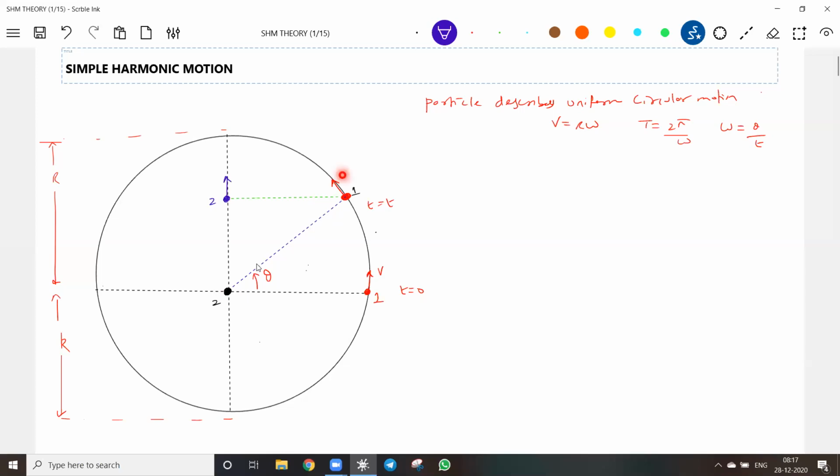No, this was moving with a constant speed. Write it v, where v equals r omega. What about its projection? Its projection will have a different speed. So let me write v. This is the initial velocity v naught. That will be at t equals 0. The projection of that particle will be at the origin. After some time, it will be at this particular point.